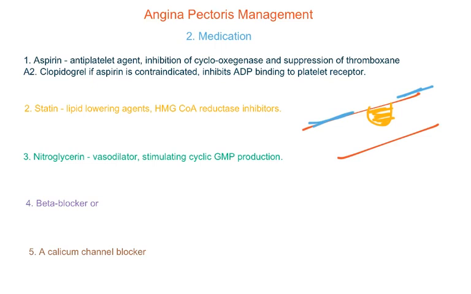Beta blockers such as metoprolol, atenolol, or propranolol block the beta adrenergic receptors. In this way, they reduce the myocardial oxygen demand by decreasing the heart rate and also by decreasing the myocardial contractility. If beta blockers are contraindicated, we can give a calcium channel blocker.